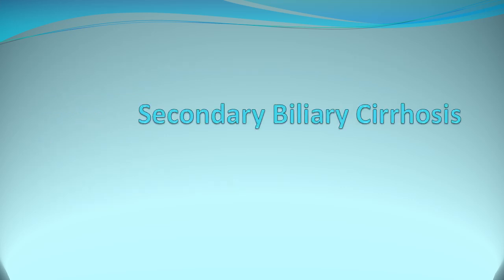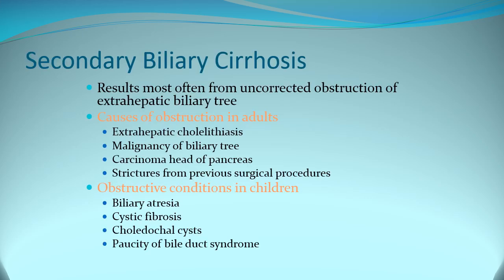Now the secondary biliary cirrhosis. Wherever it is primary, the cause is in the lesion itself, and secondary is because of other causes. So that results often from uncorrected obstruction of the extrahepatic biliary tree. So obstruction is happening, why is it happening? There are many reasons for the obstruction. Adults differ from children. Causes of obstruction in adults: extrahepatic cholelithiasis, malignancy in the biliary tree, carcinoma of the head of the pancreas, stricture from a previous surgical procedure. These all will lead to obstruction.